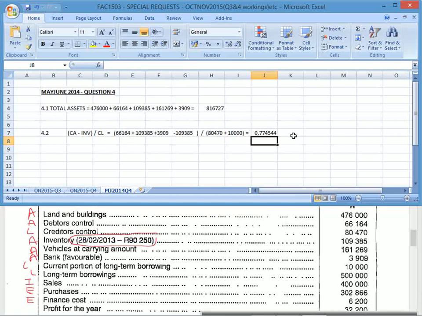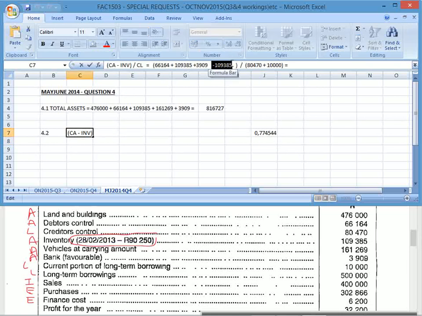Okay, what went wrong? Oh, okay, yeah. So you have to subtract the inventory. So you add all your current assets up because you need your current assets, and then just minus the inventory. Okay, so I subtracted the inventory there.